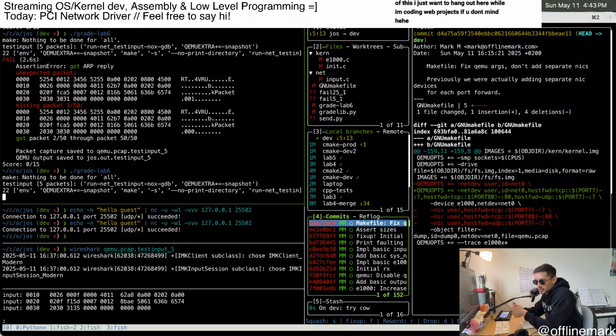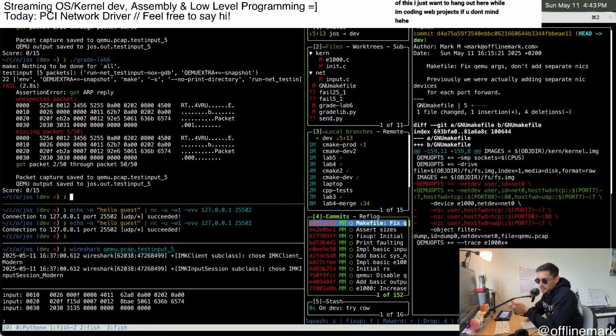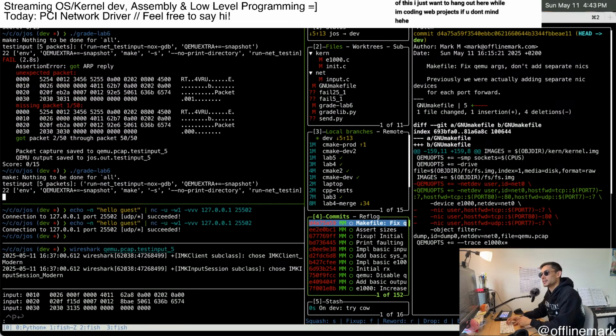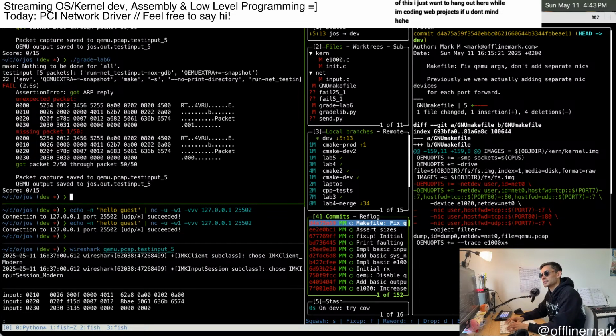What's up, Ragil? Even though I don't understand any of this, I want to hang out here while I'm coding web projects. Absolutely, please do. You're very welcome to do so. Sorry if it's a little bit deep right now, but we're in a really deep bug with my operating system, with networking. It's actually pretty interesting. But yes, you are absolutely welcome to hang out.